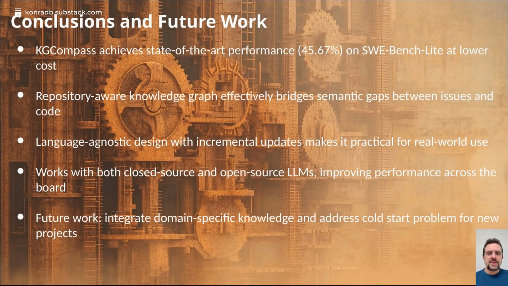KG Compass advances repository-level software repair by effectively connecting natural language bug descriptions with relevant code. The knowledge graph approach bridges the semantic gap that pure text-based methods struggle with. The system is practical for real-world use because it's language agnostic and supports incremental updates. It works well with various LLMs, boosting performance for both closed and open source models. Future improvements could include integrating more domain-specific knowledge and addressing the cold start problem for repositories with limited development history.